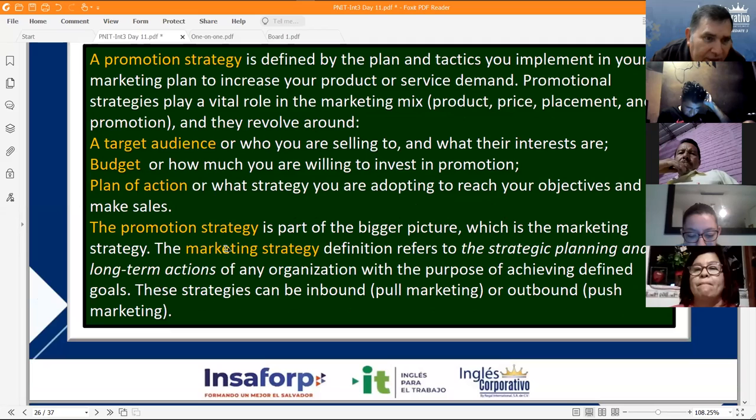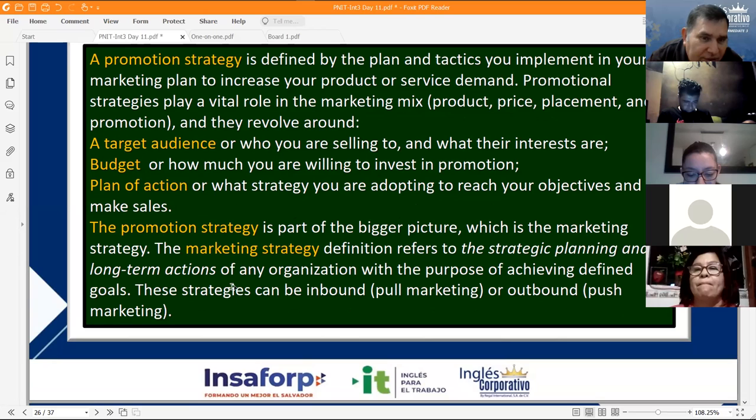The promotion strategy is part of a bigger picture, which is the marketing strategy, because the marketing strategy refers to the strategic planning and long-term actions of any organization with the purpose of achieving defined goals. These strategies can be inbound, meaning pull marketing, or outbound, push marketing. I'm going to define these after the exercise. What is inbound marketing? What is outbound marketing?